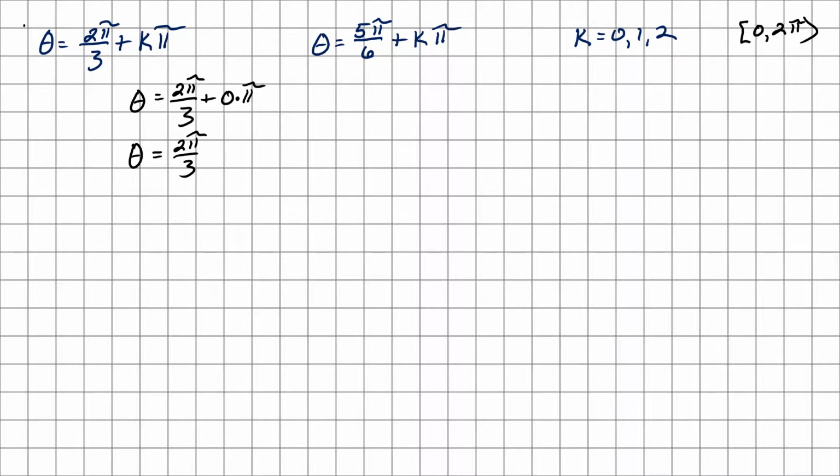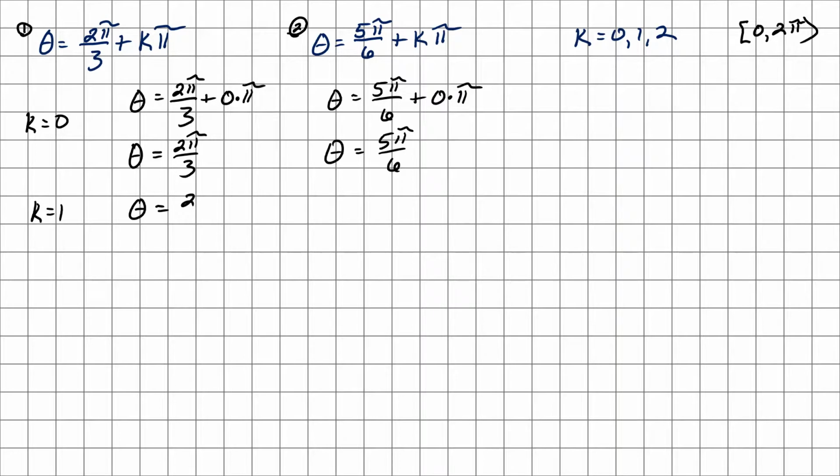Let's do the same thing for the second equation. So we'll have theta is equal to 5 pi over 6 plus 0 times pi. Once again, that shows me that theta is simply equal to 5 pi over 6. That works because it also falls between 0 and 2 pi. So let's put this here as k equals 0. Let's try k equals 1.